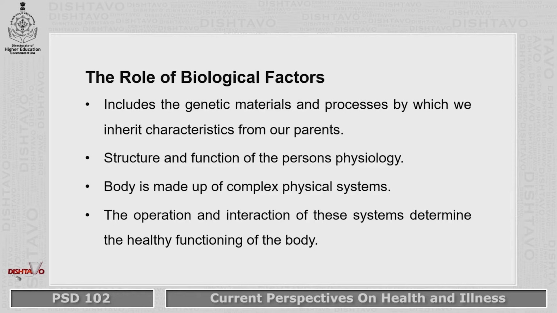Now, this includes the genetic materials and processes by which we inherit certain characteristics from our parents. It also includes the structure and function of the person's physiology. Now, let us take for example, does the body have any structural defects like a malformed heart valve or damage to the brain, which causes an impairment in the functioning of these organs? Or does the body sometimes overreact to harmless substances like pollen or dust? Now, your body is made up of complex physical systems, and the operation and interaction of these systems determine the healthy functioning of the body.